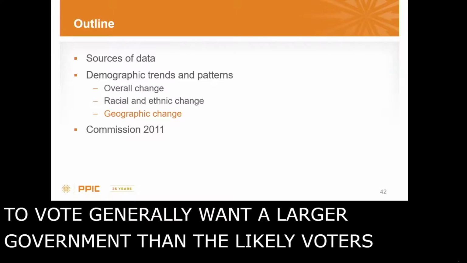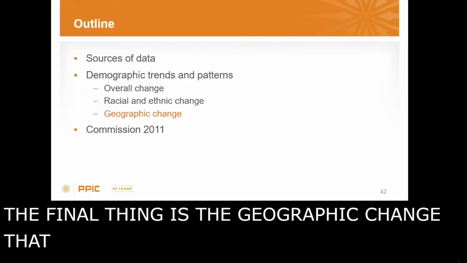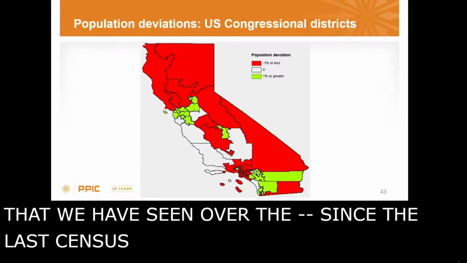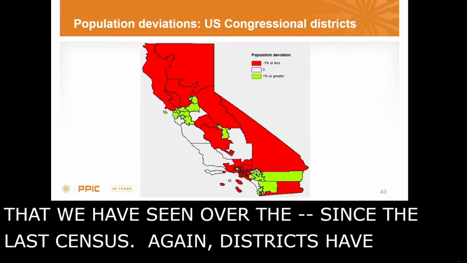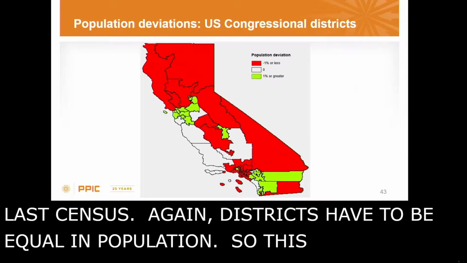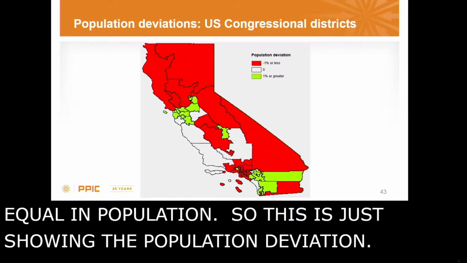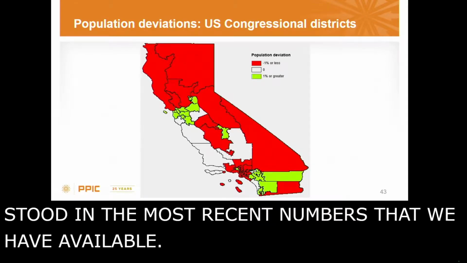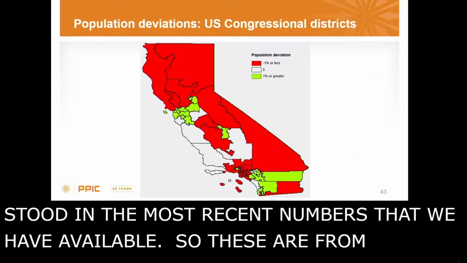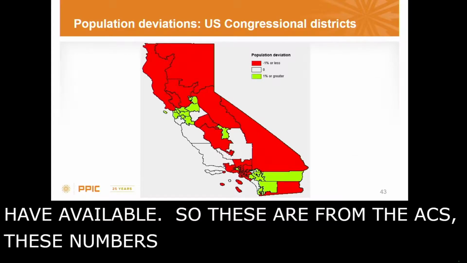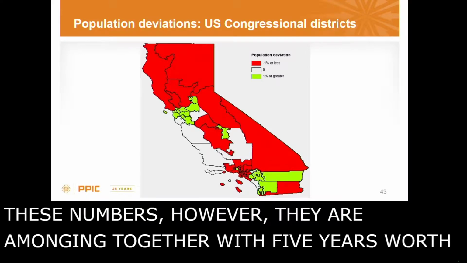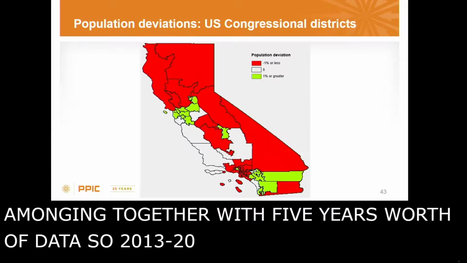The final thing is the geographic change that we've seen since the last census. Again, districts have to be equal in population. So this is showing the population deviation as it stood in the most recent numbers that we have available. These numbers are from the ACS. However, they are a munging together of 5 years' worth of data, so 2013 through 2017 ACS. So again, that smooths over change.